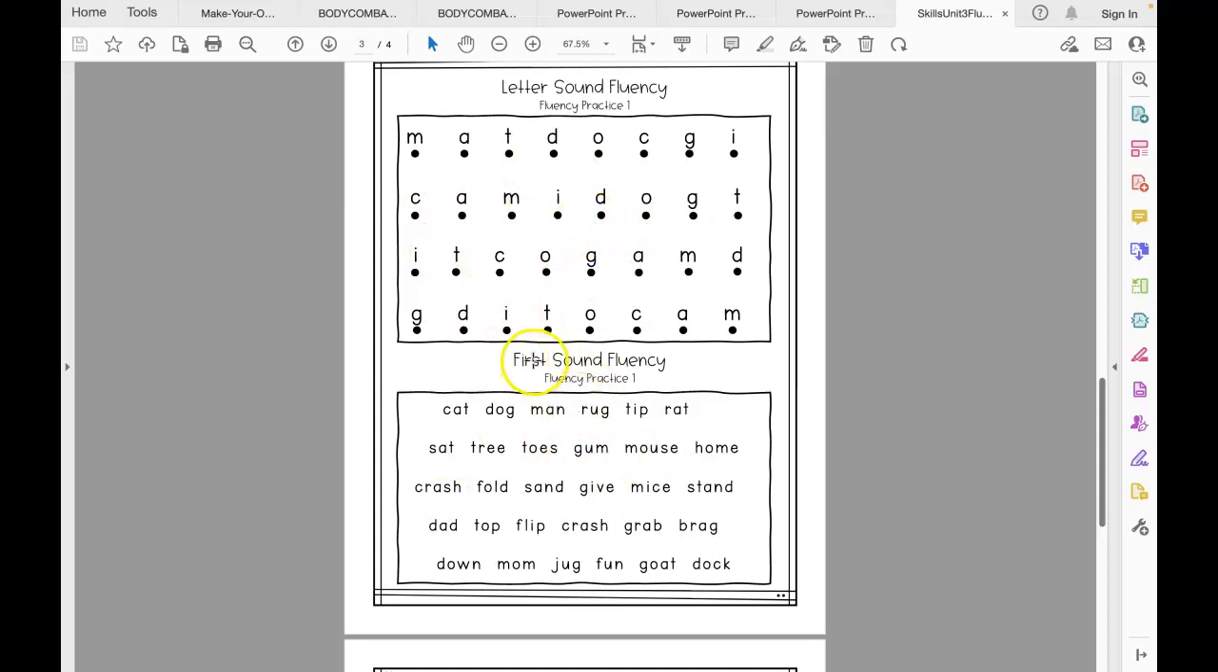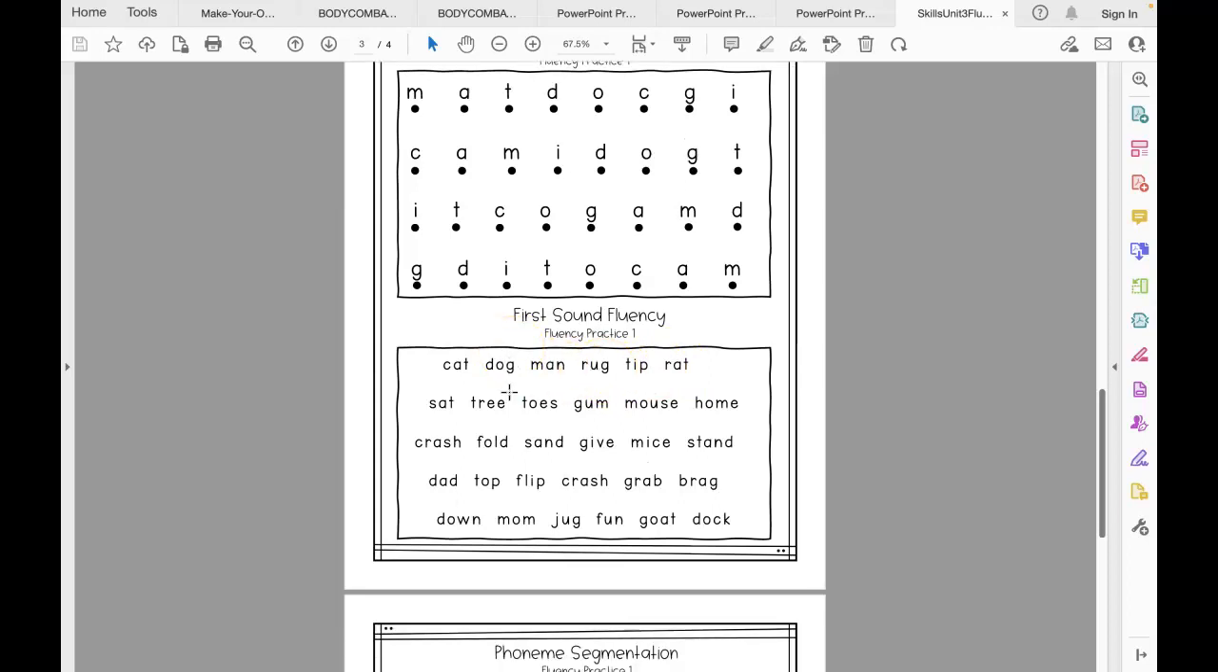The next section, which is the first sound fluency section, what that is an adult will read the word, and then the kindergartner is to state the first sound they hear. So for example, the adult would say cat, and the kindergartner student would respond k, and then the adult would say dog. The student would say d. Adult, man. Student, m. So again, it's just the adult reading the word and the student trying to identify what that first sound was that they heard in the word.